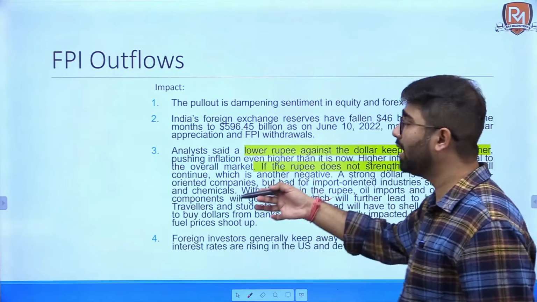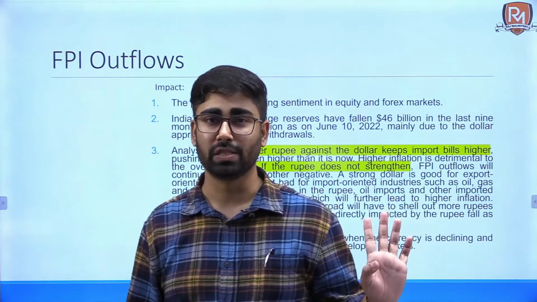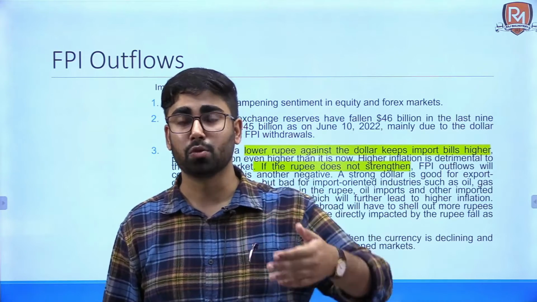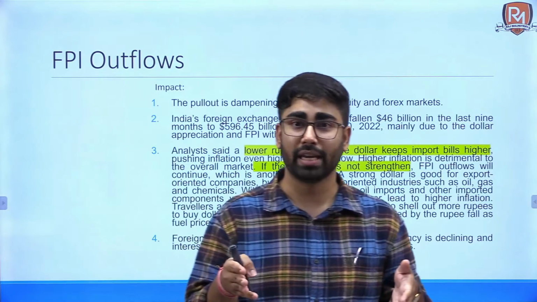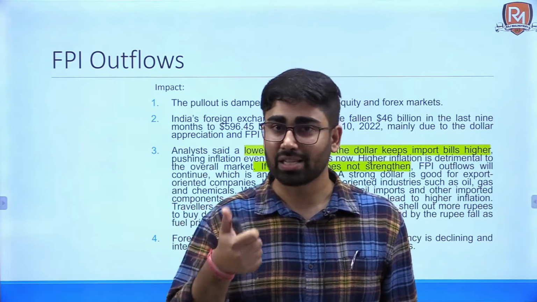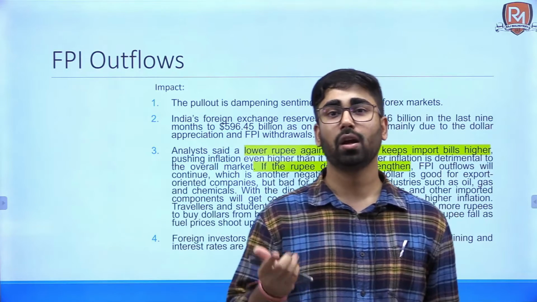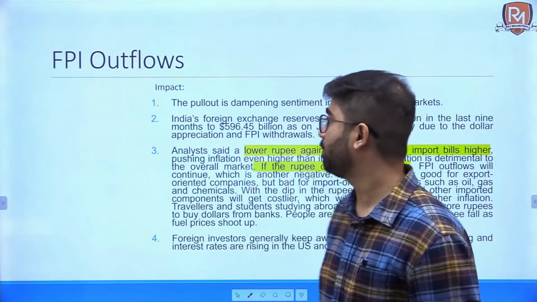Now, what is the impact? What is the impact of FPI outflows? The first impact is very much visible. FPI कहाँ पर इन्वेस्ट हुआ था? ज्यादातर स्टॉक मार्केट में, ठीक है. Now, if they are pulling out their money, it will impact the stock market itself. ठीक है. Equities, the price of equities, they may go down. This is the first impact of FPI outflows.